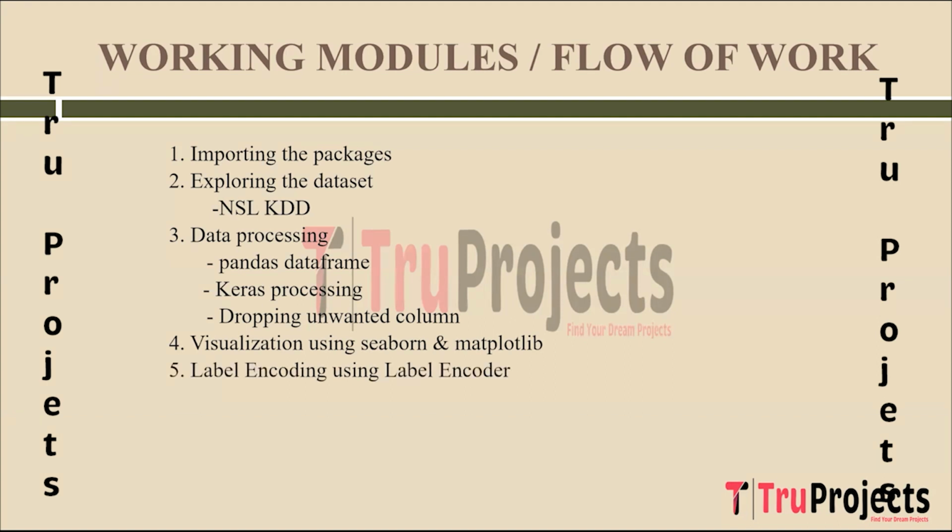Label encoding using label encoder. In machine learning, categorical data often needs to be converted into numerical format for models to process them effectively. Label encoding, performed using tools like the LabelEncoder from scikit-learn, converts categorical variables into numeric format, assigning a unique numerical label to each category.